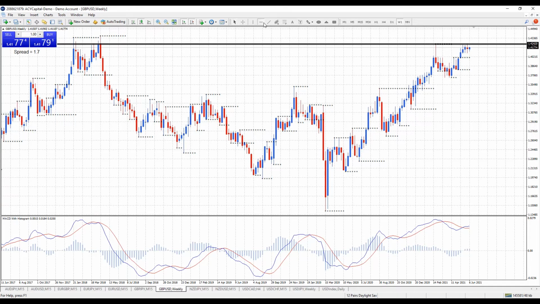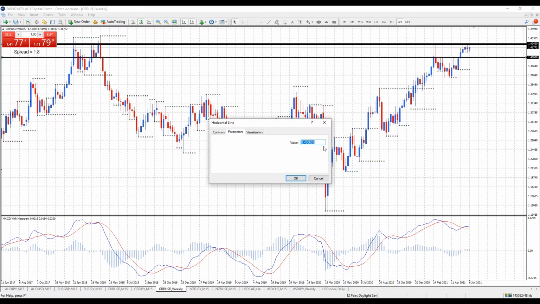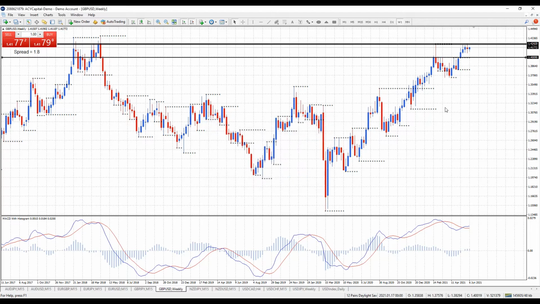And then your weekly support at the moment would be here at 140.09. I'm just going to mark this low in here as well, because this could be a long-term target if we do start to move down. So this low is at 136.69.